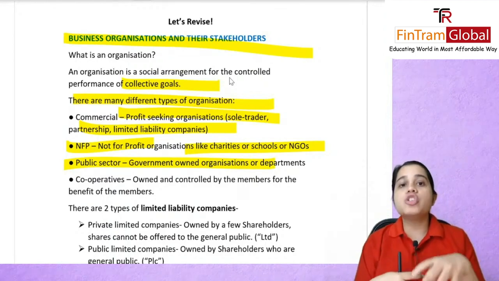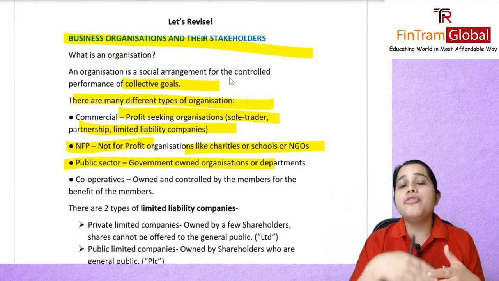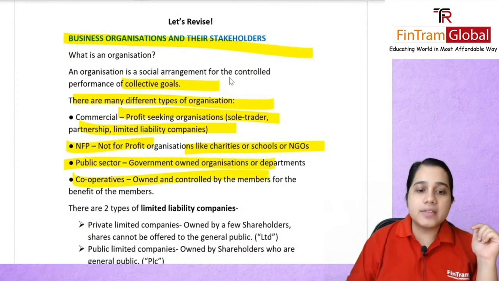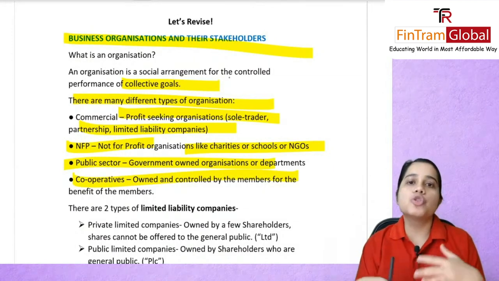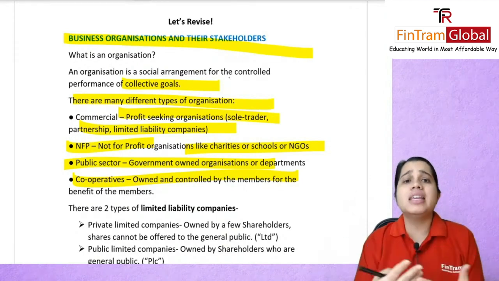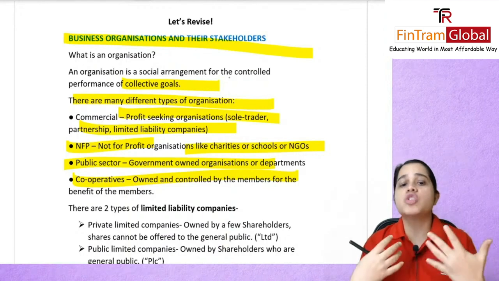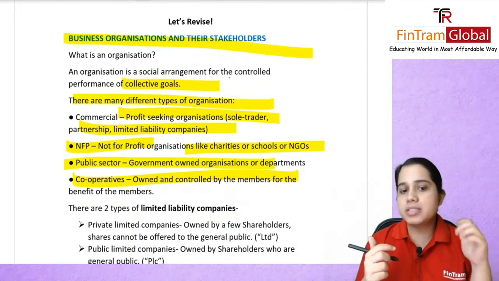Those are organizations which are controlled or owned by the government. You know, there's police, there's military. So they will all fall under the category of public sector. We had cooperatives. This is something which is owned and controlled by the members. So people who have, let's say, the same social needs or aspirations will come together and form this sort of organization, which is a cooperative, and it will be mainly for the benefit of the members.